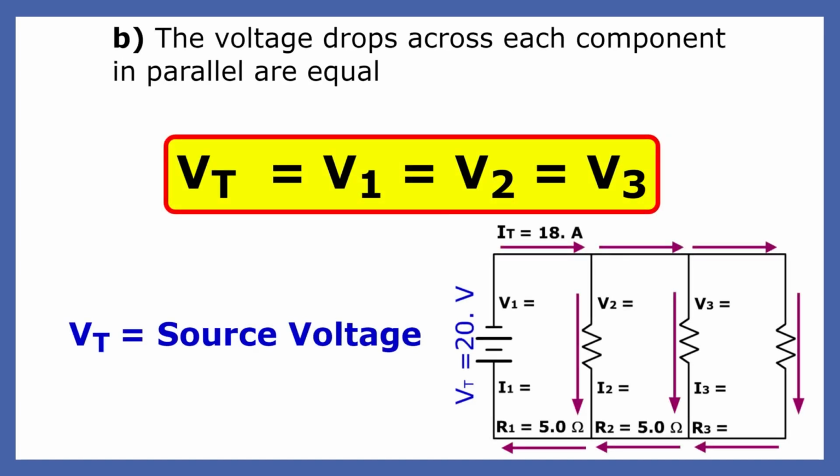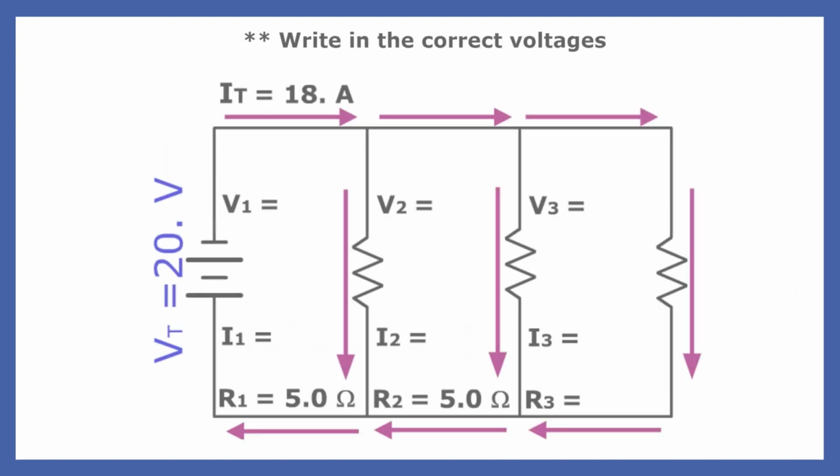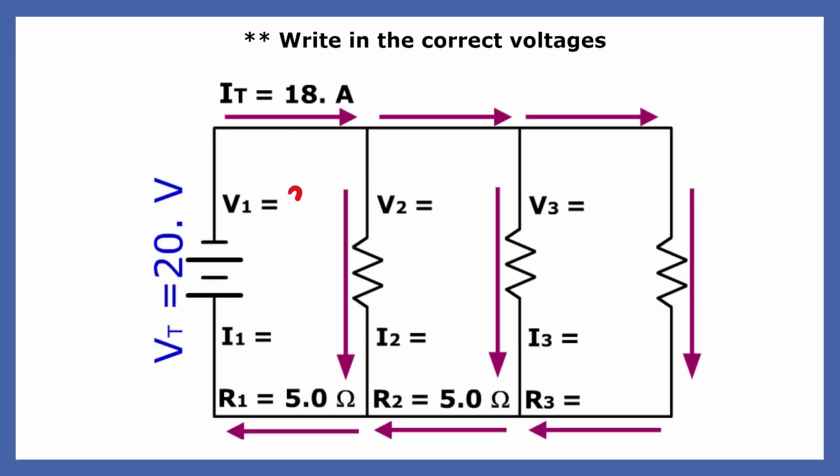The voltage source in the circuit creates an electrical field around each resistor, which causes each resistor to have the same voltage drop. Since the voltage drops are equal, we can now fill in the unknown voltages for each resistor.